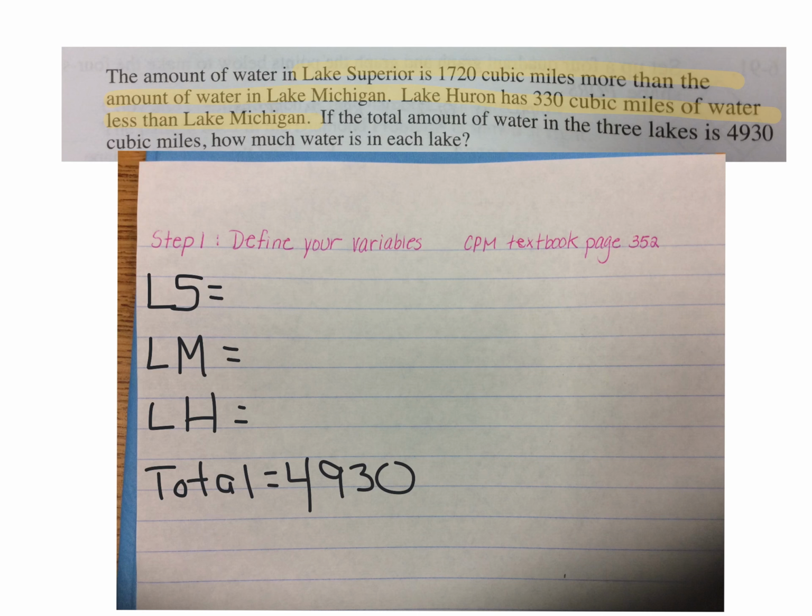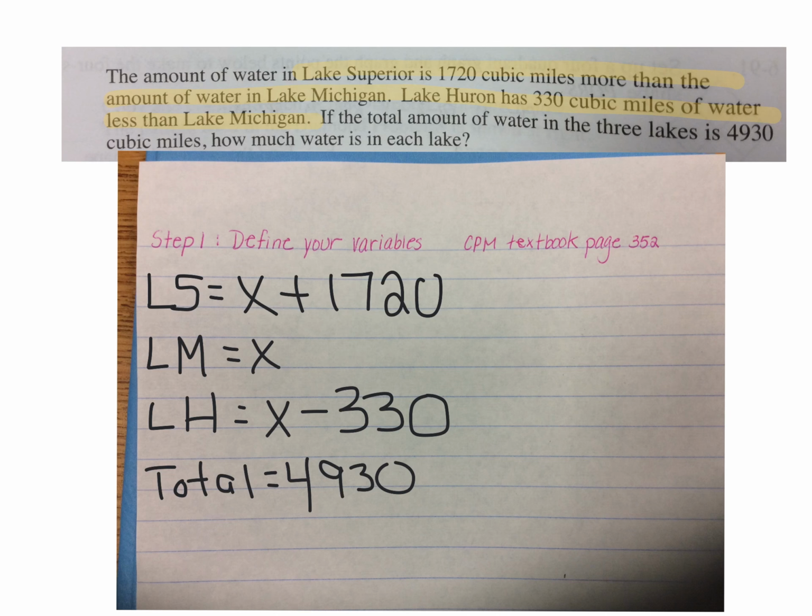The total I'm going to go ahead and write in 49,930, and Lake Superior is 1,720 cubic miles more than the amount in Lake Michigan, which means I need Lake Michigan first. So that's going to be X. Lake Superior is going to be Lake Michigan plus 1,720. And Lake Huron has 330 cubic miles of water less than Lake Michigan. So the amount Lake Michigan has minus 330. Make sure you're copying this down on your paper, because when we get to the next page, we're not going to have this anymore.